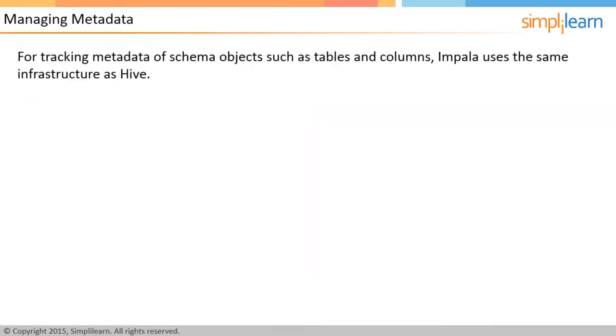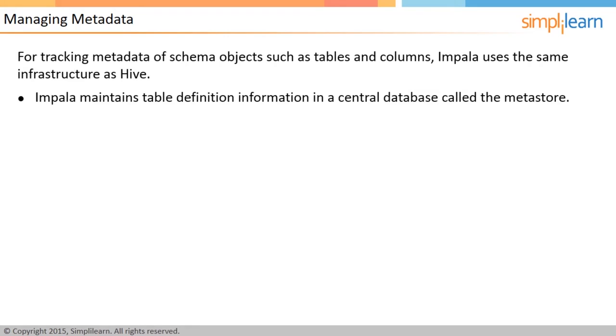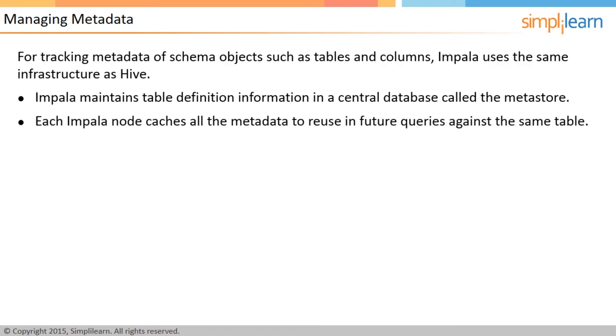For tracking metadata of schema objects, such as tables and columns, Impala uses the same infrastructure as Hive. Impala maintains table definition information in a central database called the MetaStore. You can use MySQL or PostgreSQL to act as a common MetaStore database for both Impala and Hive. Each Impala node caches all the metadata to reuse in future queries against the same table. Therefore, you need to make a metadata update for Impala if a metadata change is made from another Impalad instance in your cluster or through Hive.